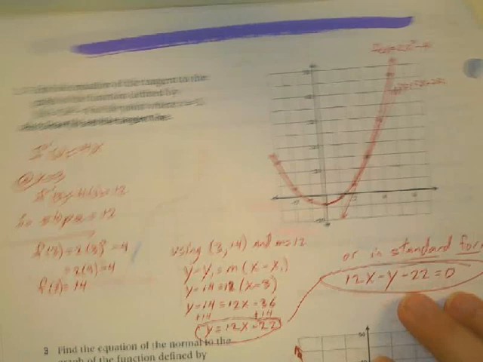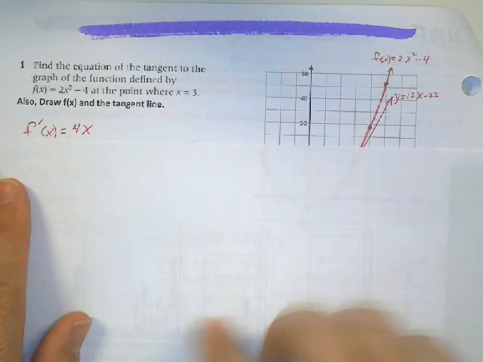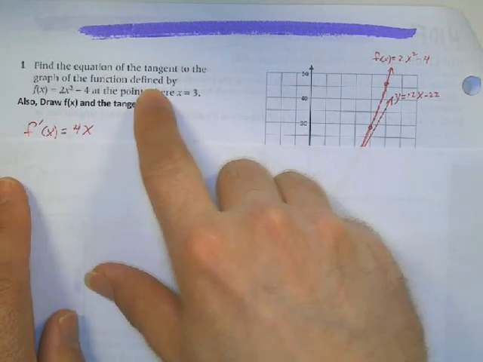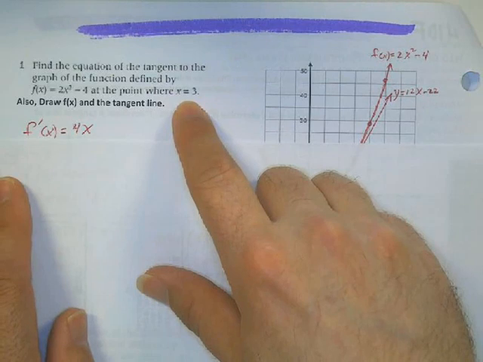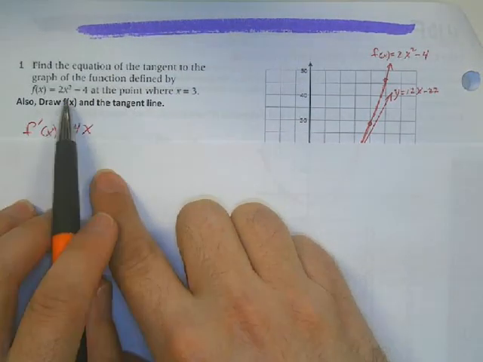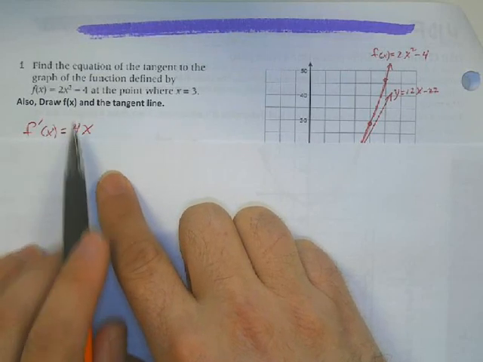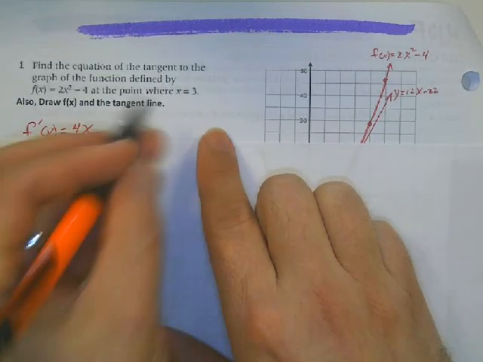Now, this is important review. Find the equation of the tangent line for this function at the point when x equals 3. The first thing we need to do is take the derivative. Using the power law, the 2 gets multiplied by the 2 in the front, and the power decreases by 1. So there's my derivative. Now I need to figure out the derivative when x is 3.